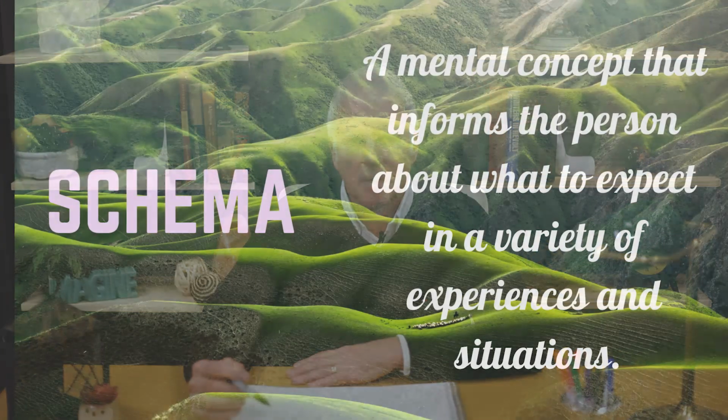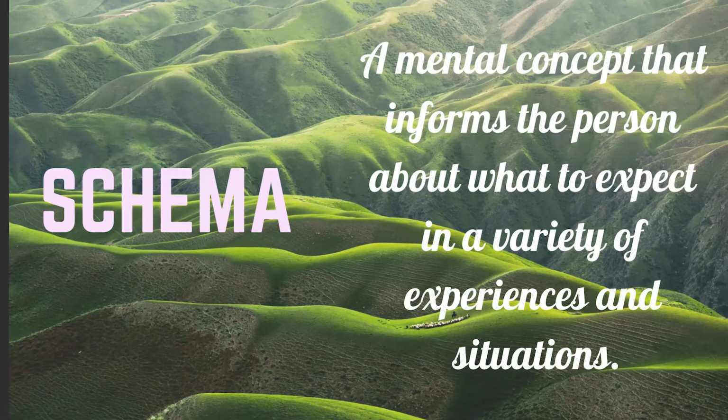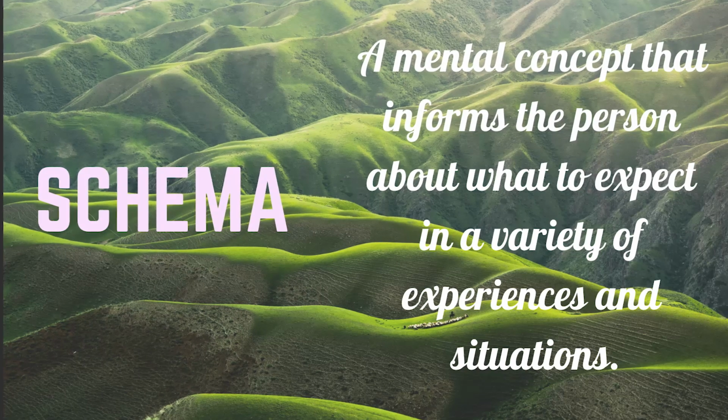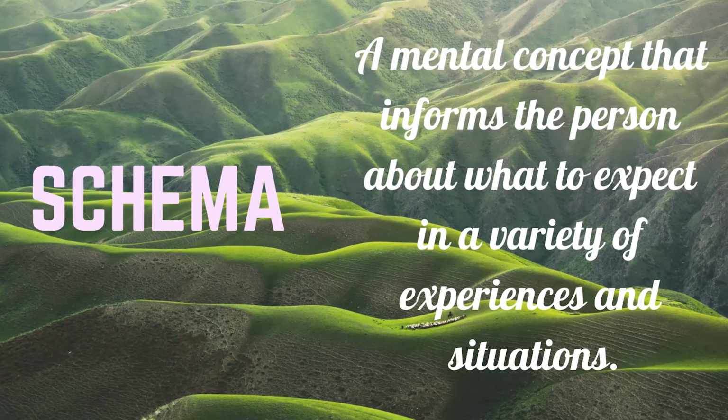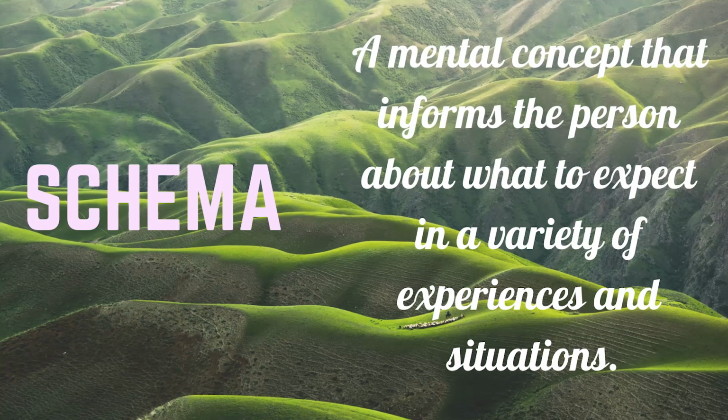They define a schema as a mental concept that informs a person about what to expect in a variety of experiences and situations. Schemas are based on information provided by life experiences and then are stored in memory. Our brains create and store schemas as a shortcut to make future encounters with similar situations easier to navigate. The schema that we have formed is based on past experiences, and this is at play when we encounter similar new situations. Our brains try to make sense of the new situation based on our past experiences and learning. These can be positive or negative.